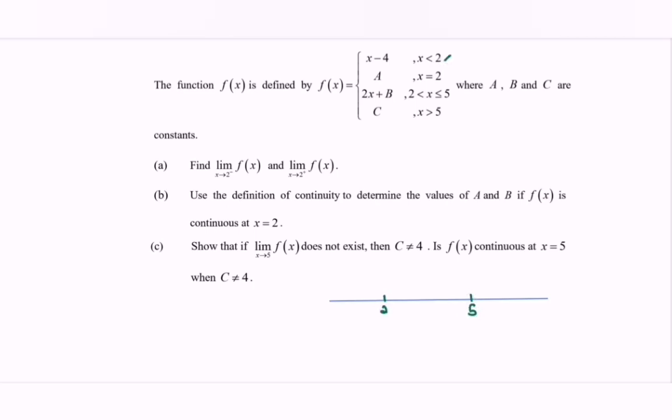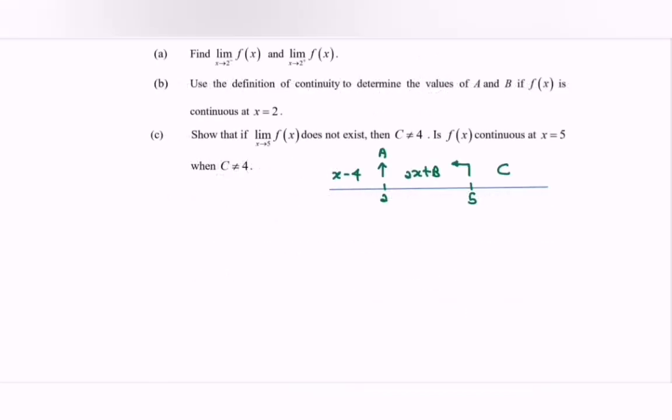Kindly focus on this part where we have x less than 2. So we have the function x minus 4. Then in here we have x equals 2, where we have the a. Next, we have the situation x greater than 2 and less than or equal to 5. So here we have 2x plus b. Then finally, we have c, where x is greater than 5.